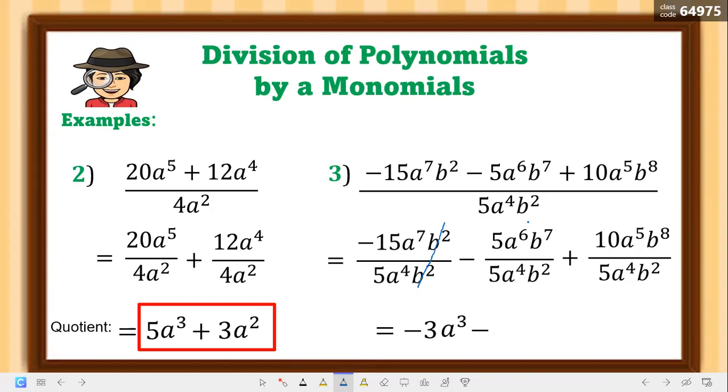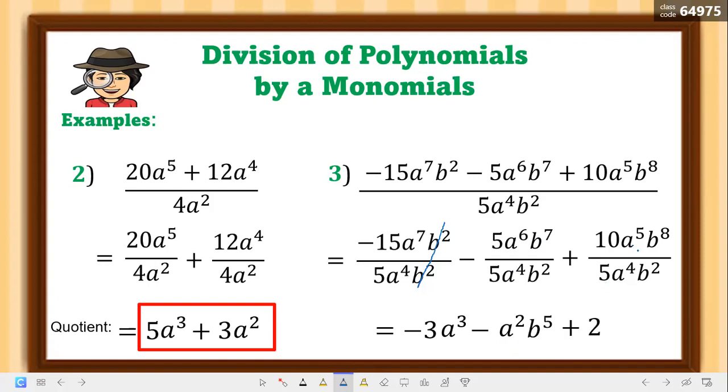Then, dito tayo sa a raised to 6 divided by a raised to 4. A squared. Remember, copy the base of the exponent. Doon sa b, what is the exponent now if you subtract this? B raised to 5. Okay, very good. Sa last term, what is 10 divided by 5? Positive 2. Very good.